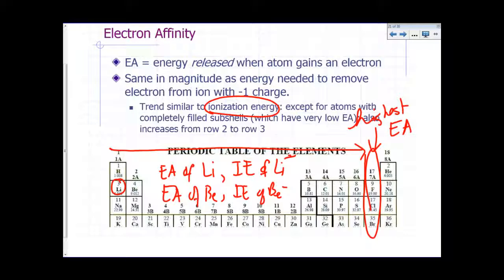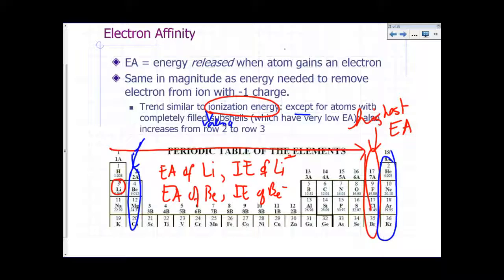Now there are exceptions. Exceptions that have completely filled valence subshells will have very low electron affinity. So beryllium, magnesium, calcium, group 2A, s2, because you have a completely filled subshell, and the next electron will go into a higher energy subshell. Those tend to have very low electron affinity. In fact, electron affinities are not really easy to measure, and so they can't be reliably measured for this group because it's very low. Same thing with the noble gases. They have a very low electron affinity.